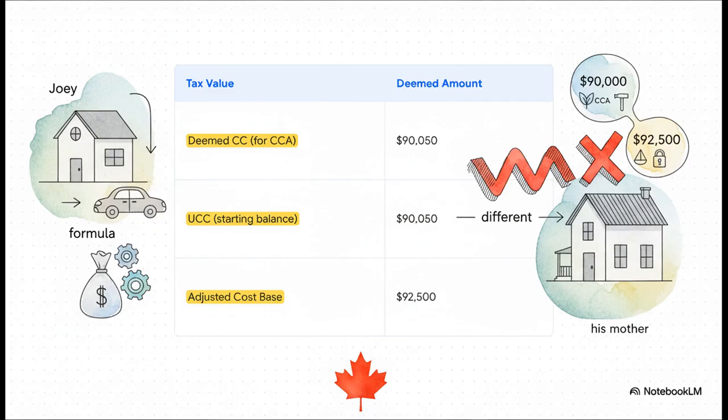But, and this is important, her adjusted cost base, the number she'll use if she ever sells it, is the full price she paid, $92,500. Notice those two numbers are different? That's not a mistake. The rule is designed to limit how much depreciation the new family member can claim.